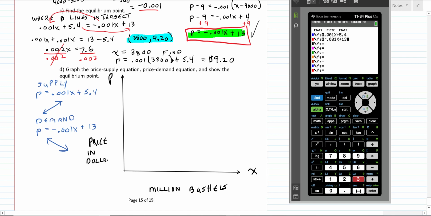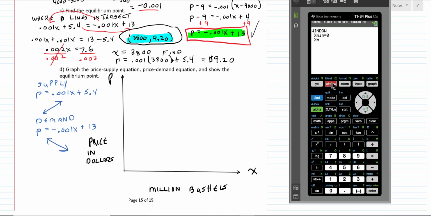The way I look at this is, go back and look at that equilibrium price. Your number of bushels is going to have to go out bigger than 3,800, because we want to get a good picture of where these two lines intersect. So on the window, let's just go 0 to 6,000. A good way to scale that would be by 1,000.